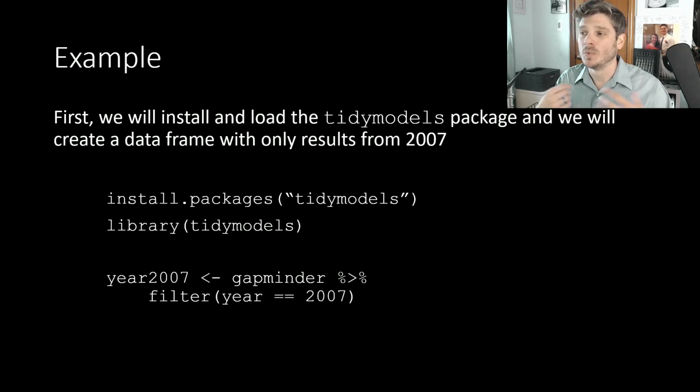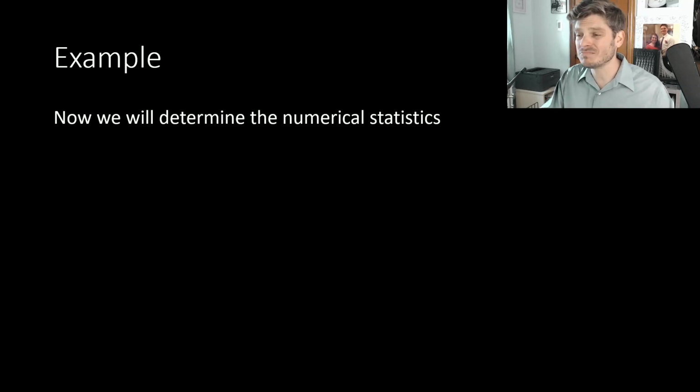So we're going to load the Tidy Models package, and then again, I want a data frame with only the results from 2007. So install the packages for Tidy Models, and then I'm going to create a data frame called year 2007 from my Gapminder data set, where I filtered out only the results from the year equal to 2007. All right. So again, year 2007 is my new data frame. Now I want to determine, well, those key numerical statistics.